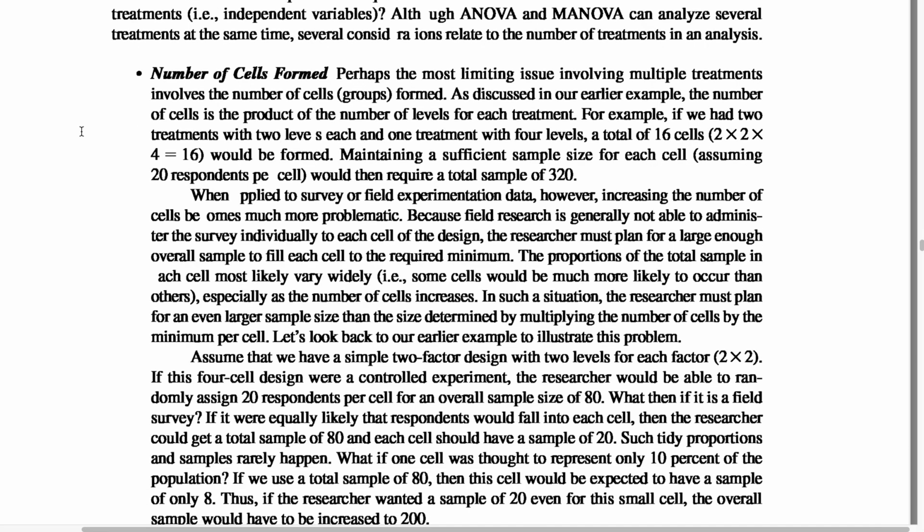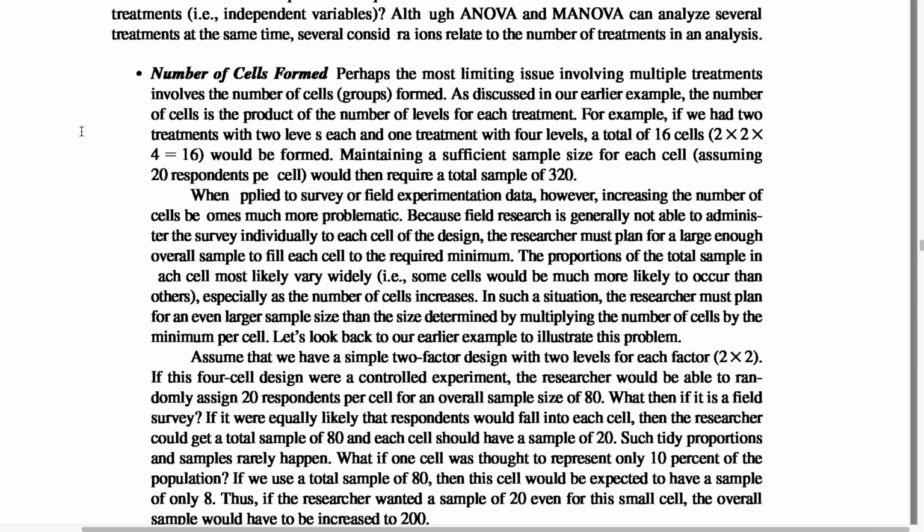When applied to survey or field experimentation data, however, the increasing number of cells becomes much more problematic, because field research is generally not able to administer the survey individually to each cell of the design. The researcher must plan for a large enough overall sample to fill each cell to the required minimum. The proportion of the total sample in each cell is most likely to vary widely. That is, some cells would be much more likely to occur than others, especially as the number of cells increases.